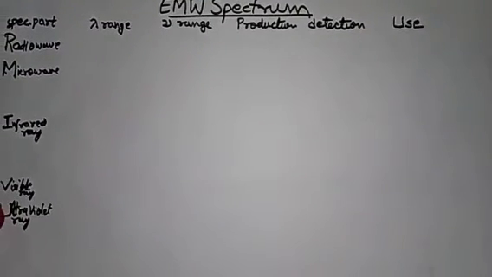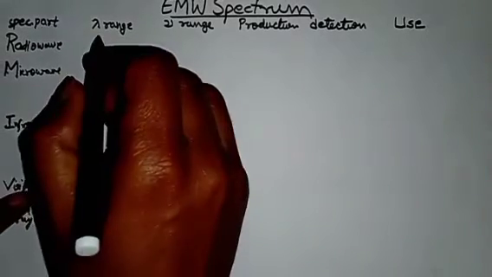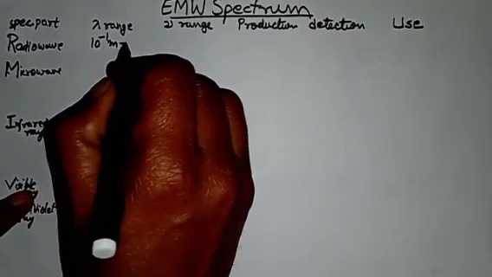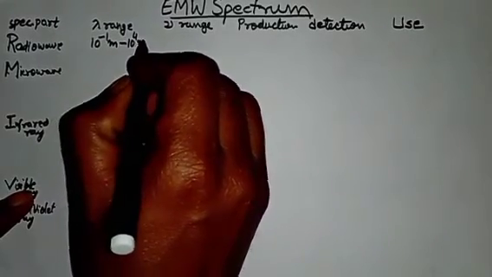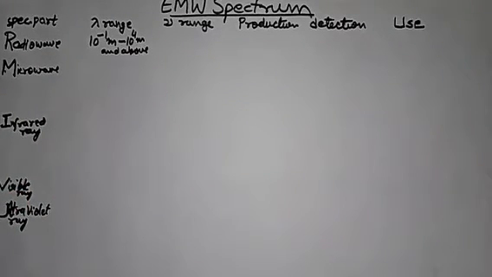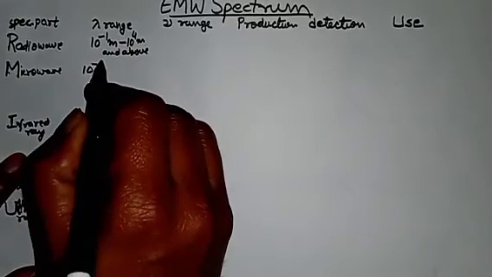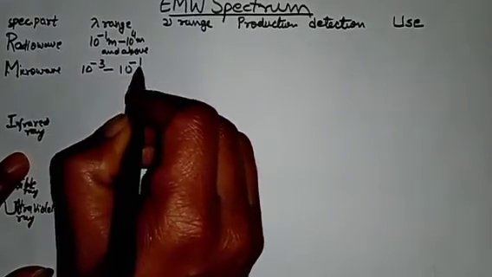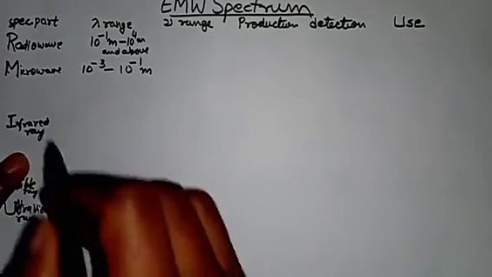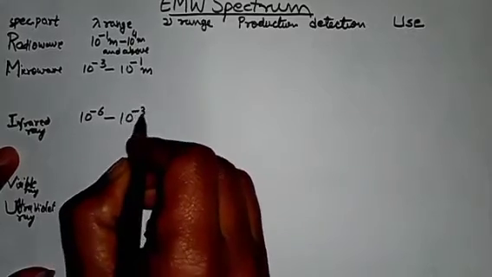Now their wavelength ranges. So radio waves range from 10 to the power minus 1 meter to 10 to the power 4 meter and above. Till now, up to 10 to the power 5, even 6 meter long wavelength is discovered, is created. Microwave 10 to the power minus 3 to 10 to the power minus 1 meter, and so on. Infrared 10 to the power minus 6 to 10 to the power minus 3 meter.